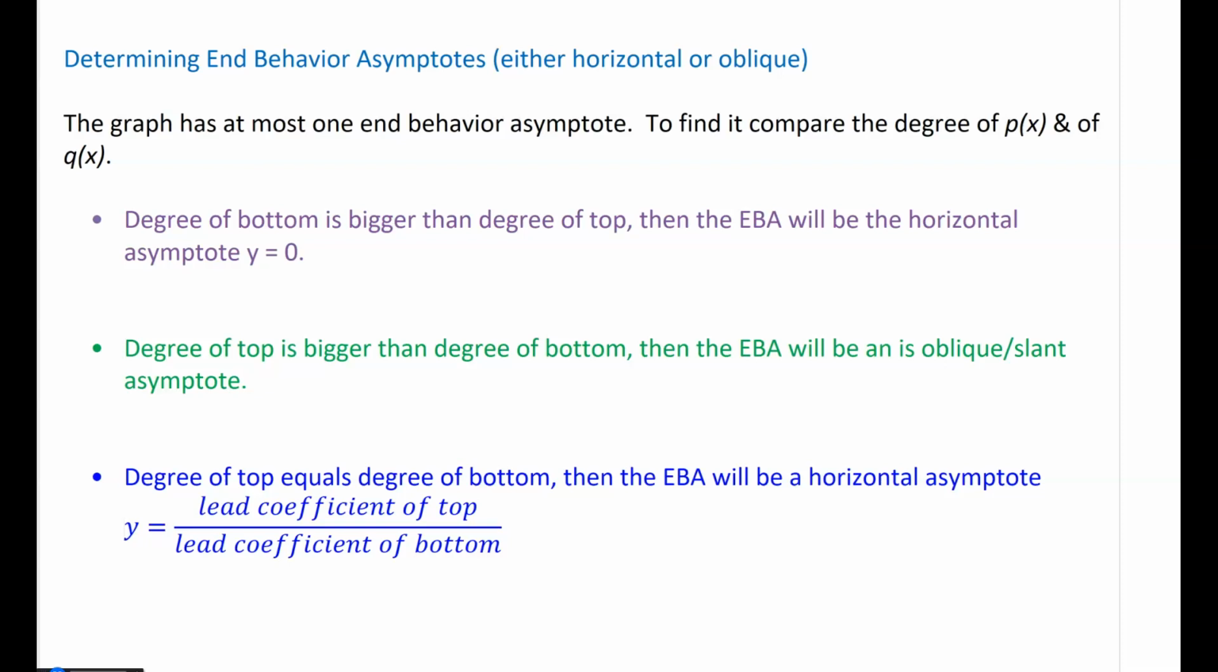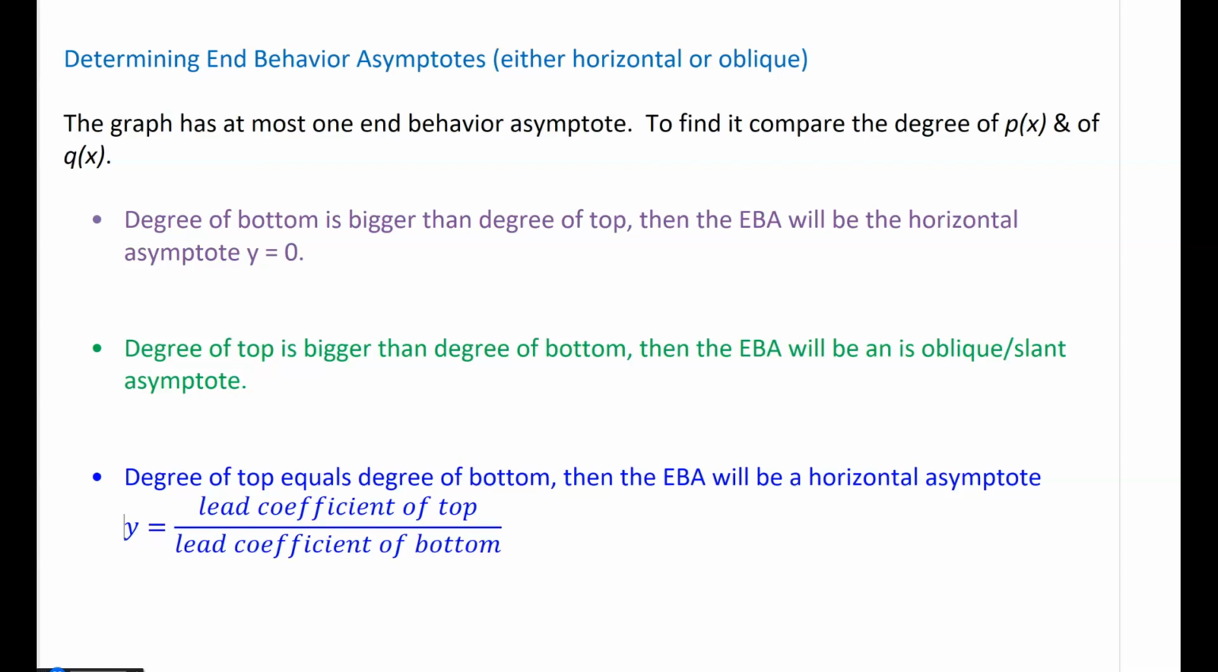Remember, the degree of the expression is based upon the highest exponent, the largest exponent in both the numerator and the denominator. And again, it's the single one. We don't add them up together. We just strictly look at the highest degree of each.